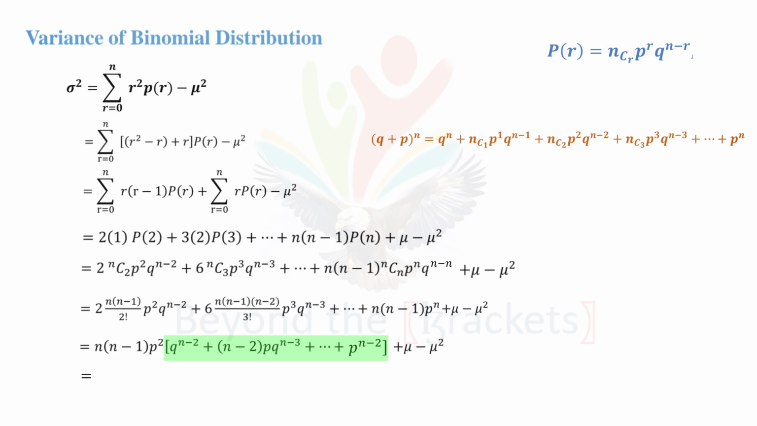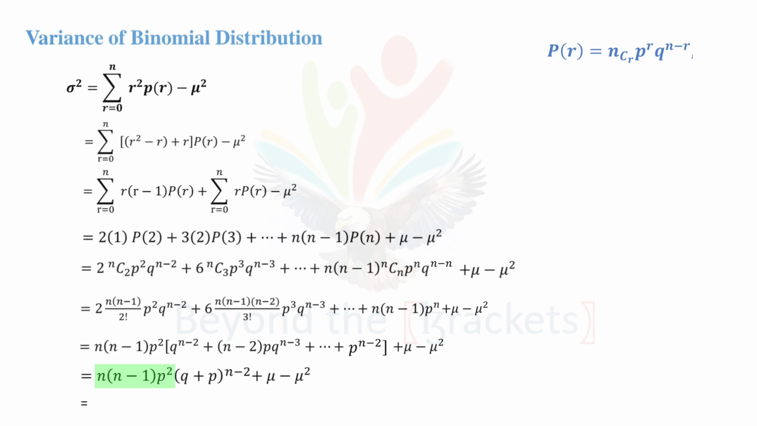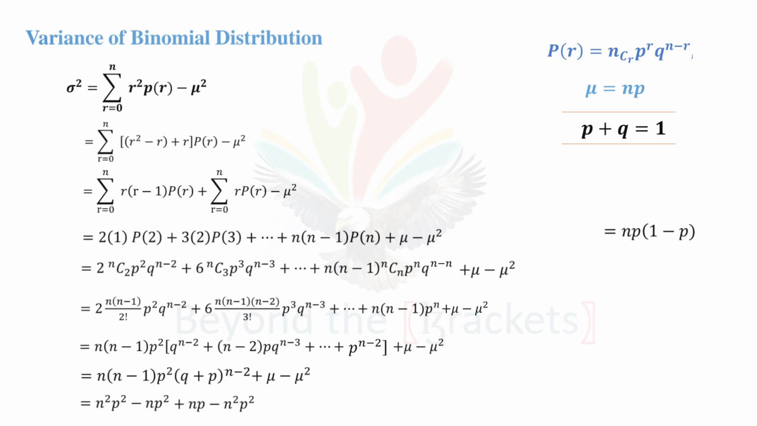So we get n into n minus 1 into p square into q plus p power n minus 2, plus mu minus mu square. Simplifying this by multiplying these terms, we get n square p square minus np square. We know that p plus q is 1, so this term simplifies to 1, and the value of mu is np, minus mu square will be n square p square. These two terms get cancelled. For the rest of the terms, np is common, so we get np into 1 minus p. Since p plus q is 1, 1 minus p will be q. So variance of binomial distribution is npq.